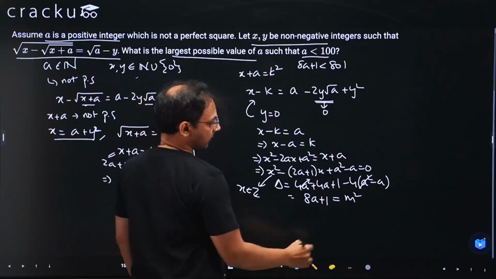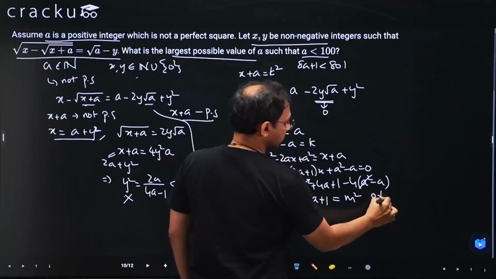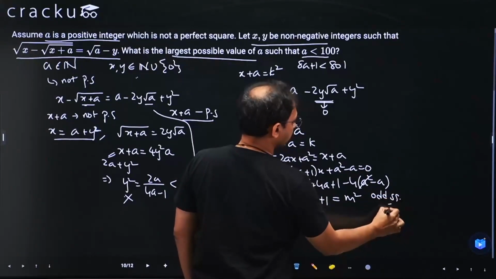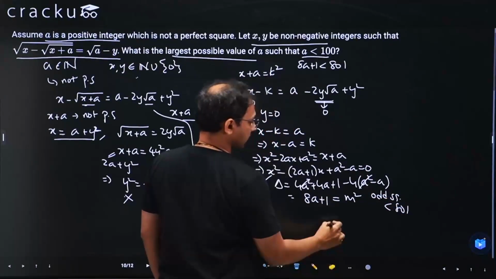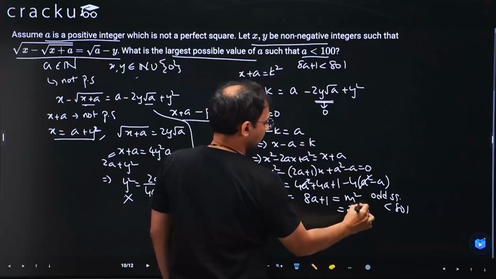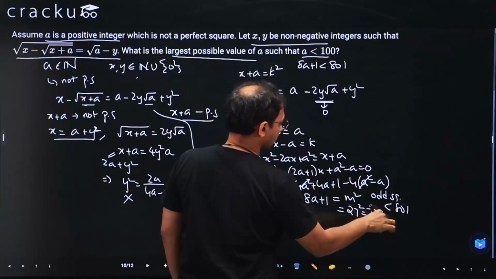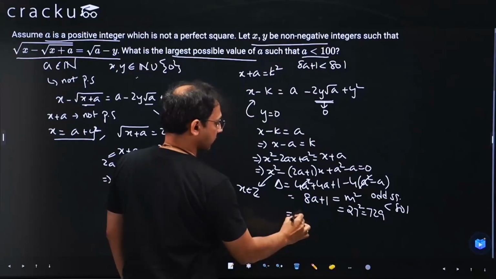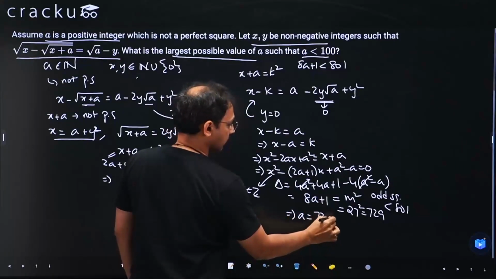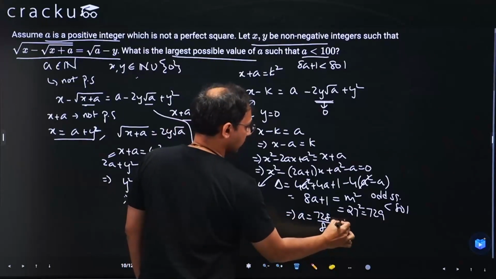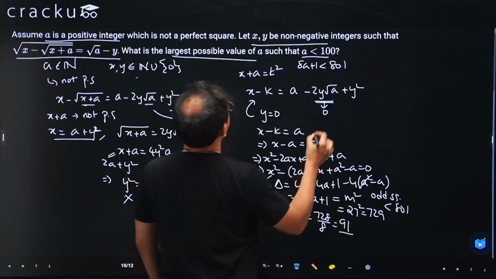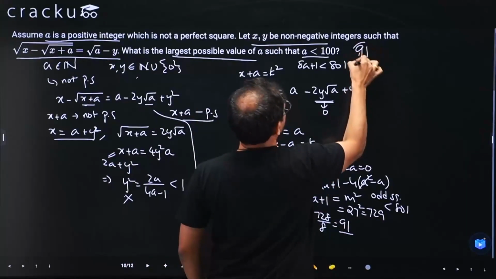And this is an odd number. So what is the largest odd perfect square less than 801? That will be 27 square, which is 729. So a will be 728 by 8 or 91. So the largest value of a is 91.